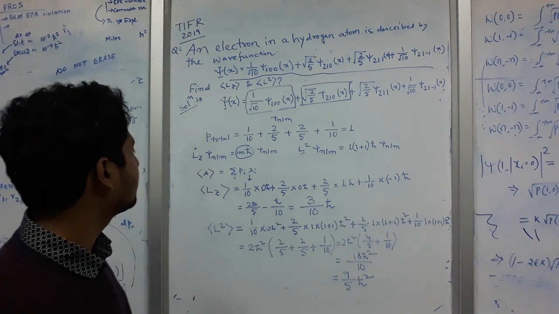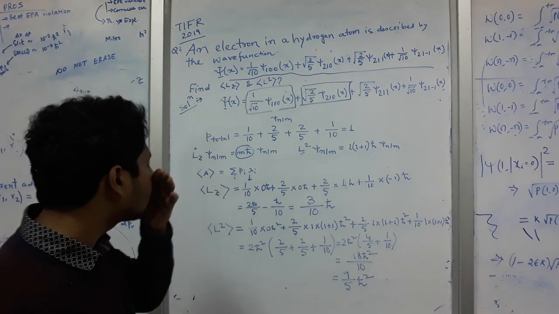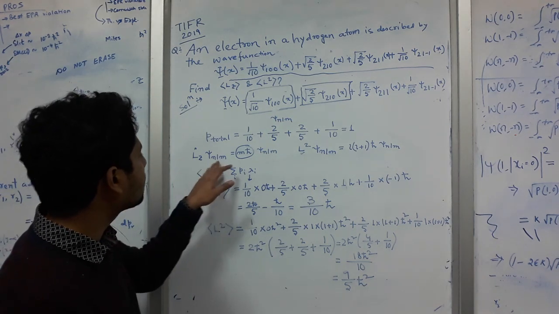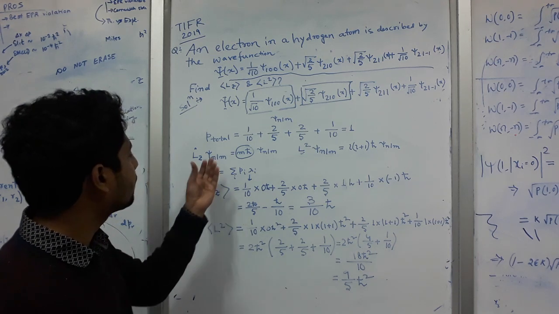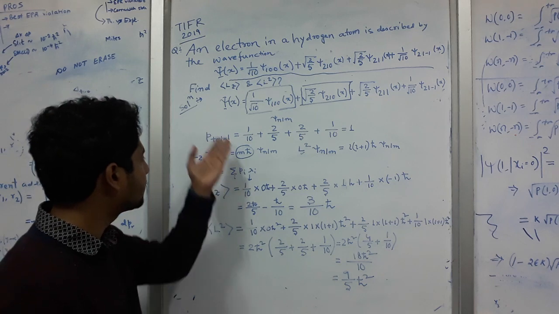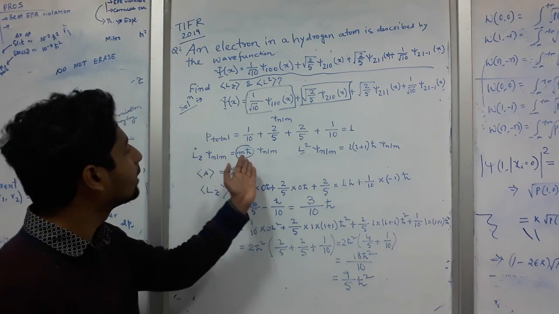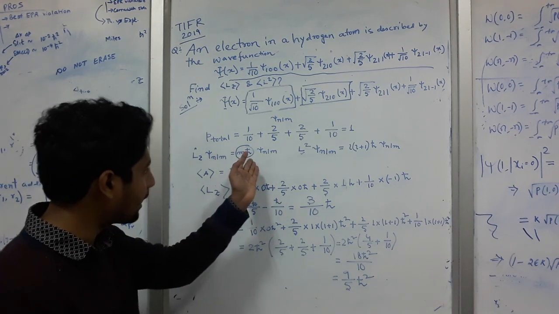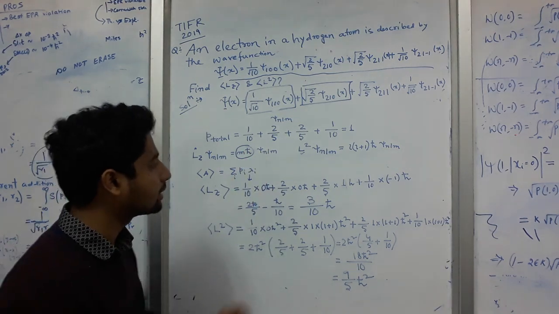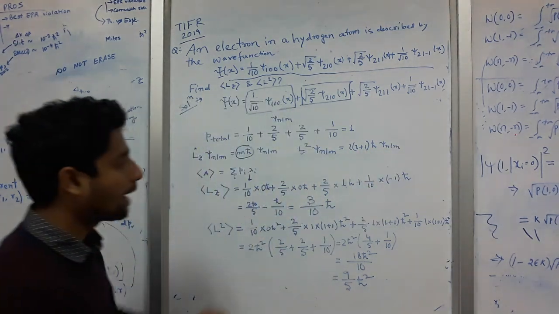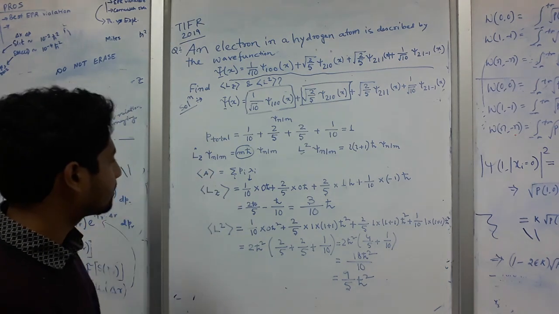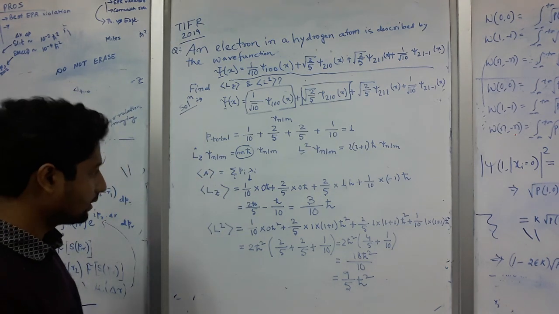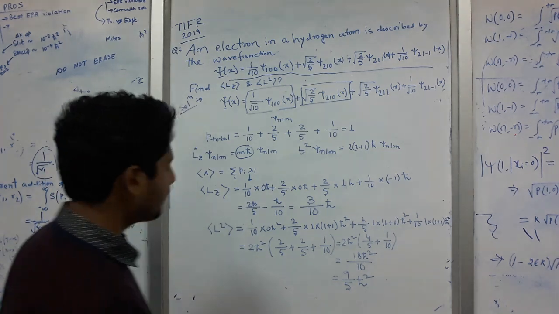Second thing I did, I just wrote what happens if the LZ operator acts on some state of an electron in a hydrogen atom. This is the generic one. It gives me mh bar as the eigenvalue, and the same eigenstate. Similarly for L square, the same thing. Then I use this relation, the expectation value of any operator for any given wave function.